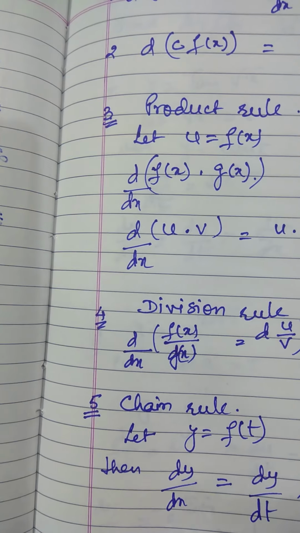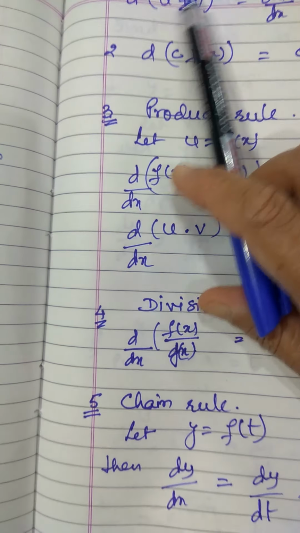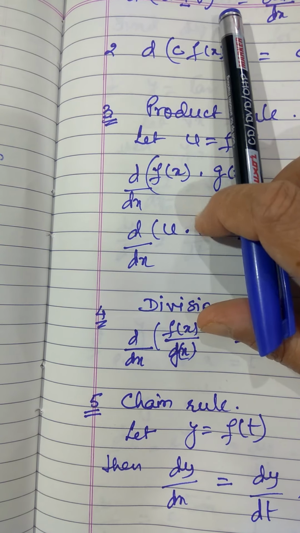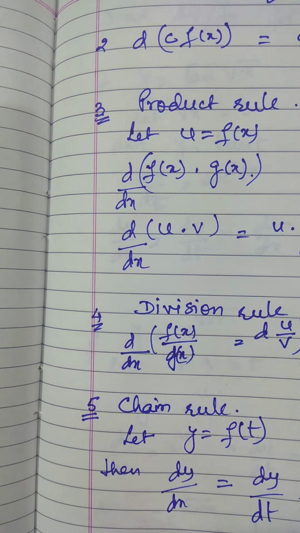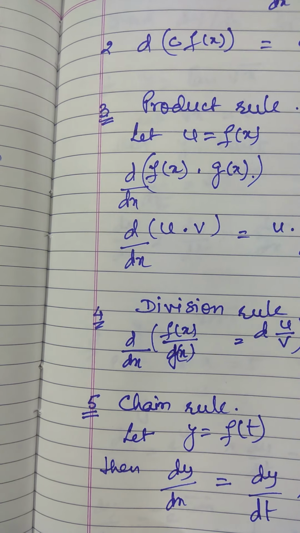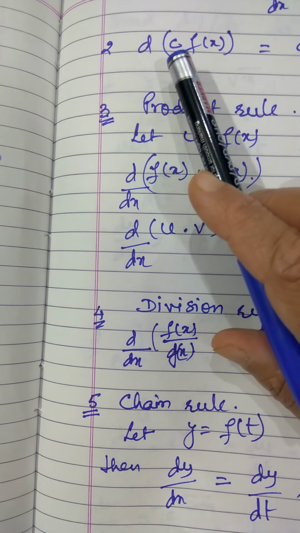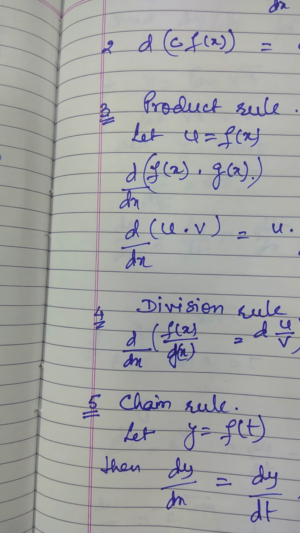Now some rules for differentiation. Derivative of sum or difference of functions is du by dx plus minus dv by dx. Derivative of a sum is the sum of derivatives. Derivative of constant into f x is constant into derivative of f x.